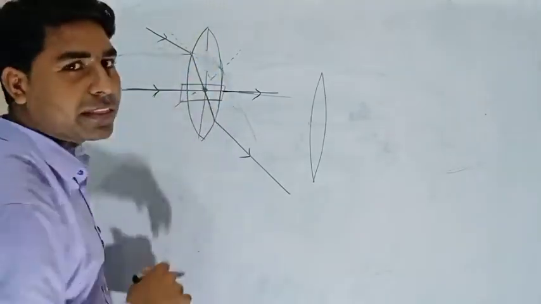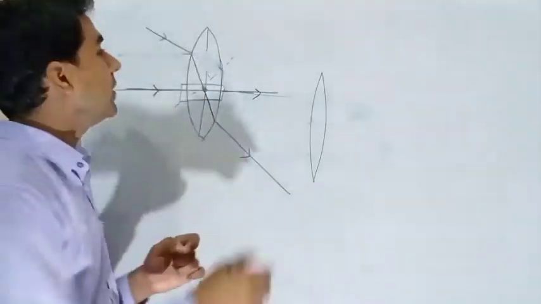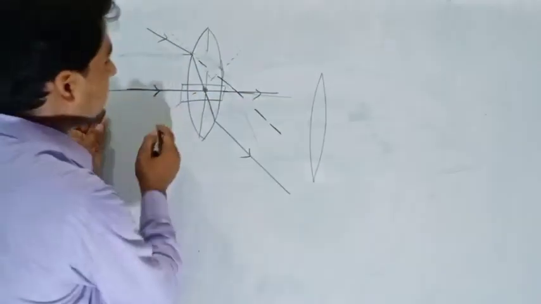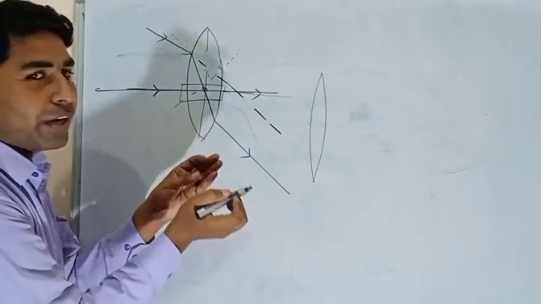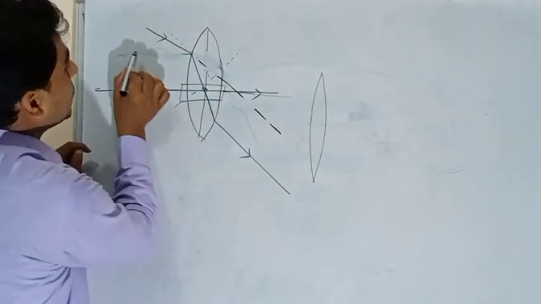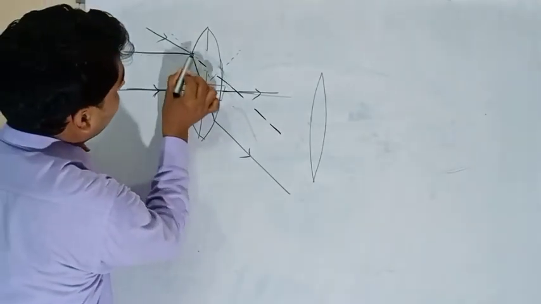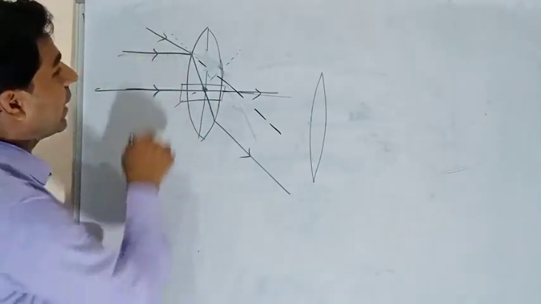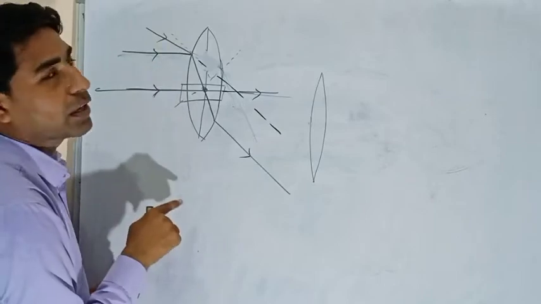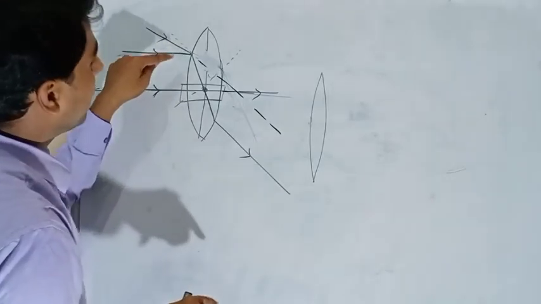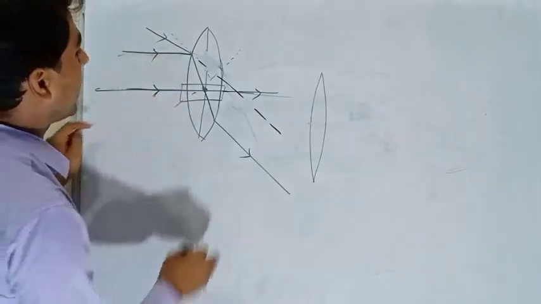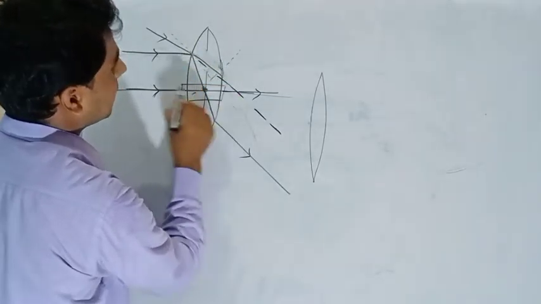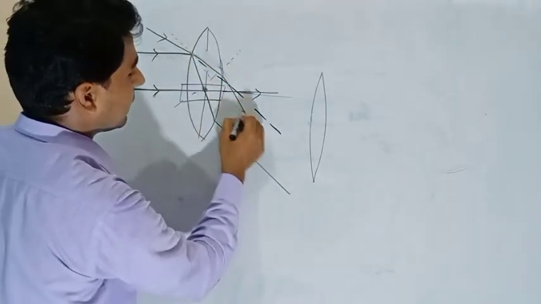So if the lens is very thin, this shift will be very small. And just a few seconds ago, I drew a ray which is falling at the same point but not passing through the optical center. See here, this is another ray which is falling at the same point of the lens but not passing through the optical center. Now what will happen? This ray will bend first in this direction and then it will further bend in this direction.